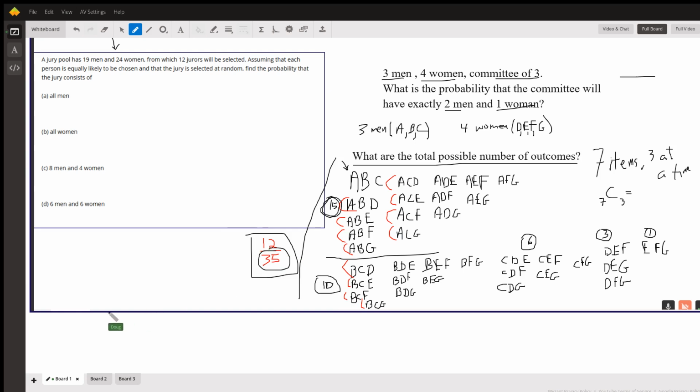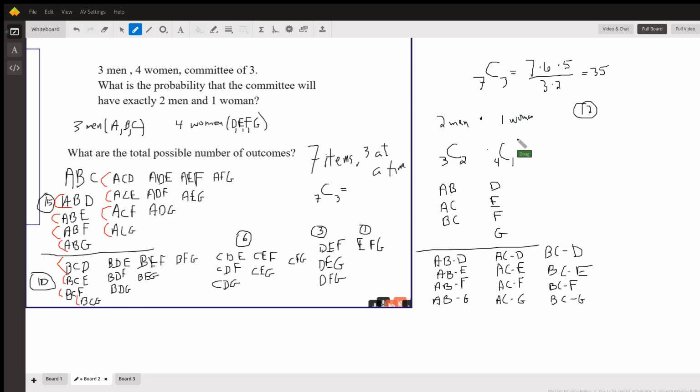Now, how do we actually calculate a combination of 7 things taken 3 at a time? Well, there's a complicated formula. If we have a combination of n things taken r at a time, it's n factorial over n minus r factorial, divided by r factorial.